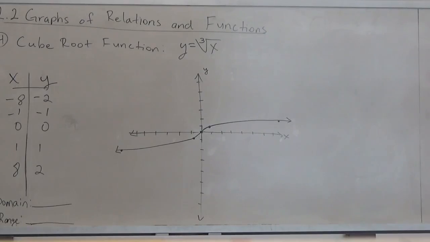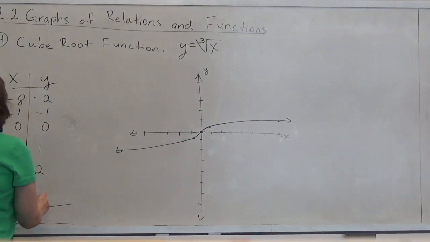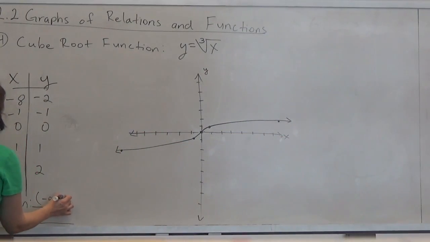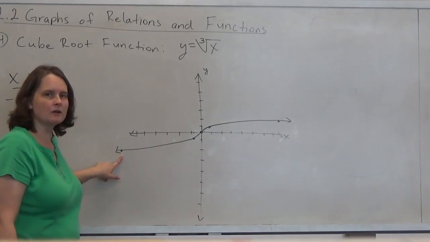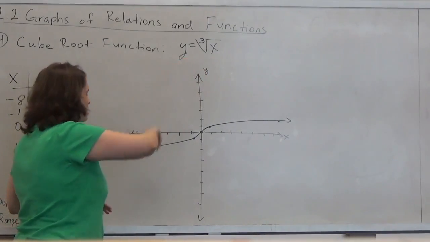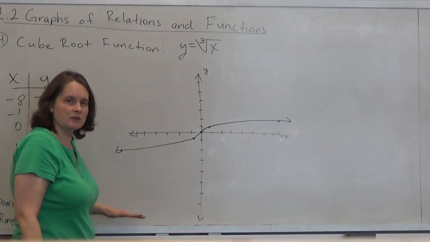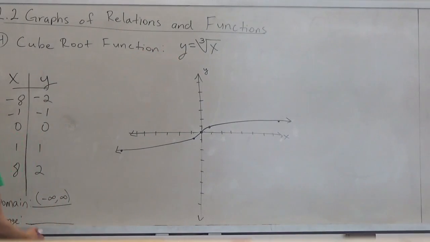What is our domain? We're going from negative infinity to positive infinity along the x-axis. What about our range? What do you think it should be? Starting at the bottom of the graph begins here, but it's got an arrow, so that means that as it goes out, it also gradually spreads up and down. So it's going to start at negative infinity on the y-axis, and it's going to go up to positive infinity on the y-axis. So our domain and our range are both all real numbers for the cube root function.